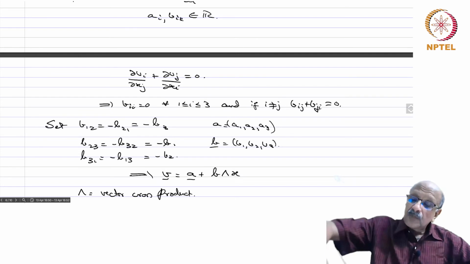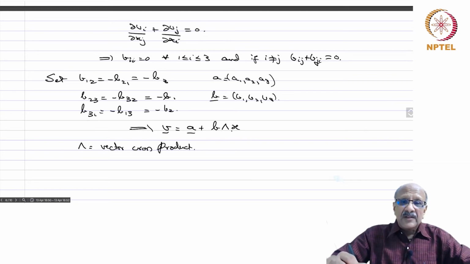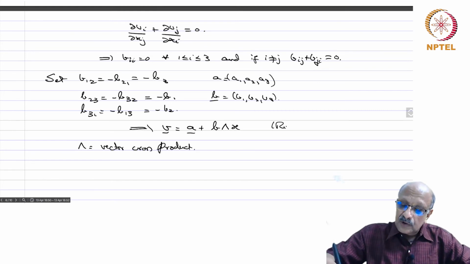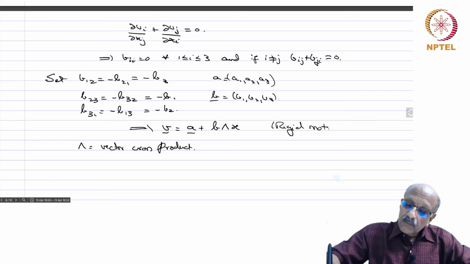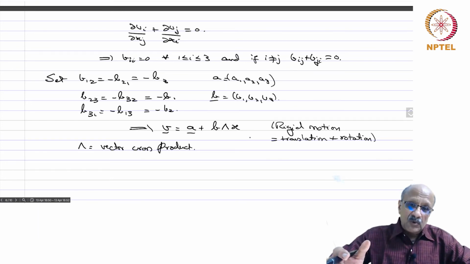So what do we actually prove? When there is no strain, that means there is no deformation at all. We are just moving the body rigidly, it's just a rigid motion, which equals a translation plus a rotation. Each a is the translation part, b cross x, the vector product, is the rotation part. Therefore if you have a deformation in which there is no strain, that means the deformation tensor is 0, then it has to be a rigid body motion. That's all we have shown.